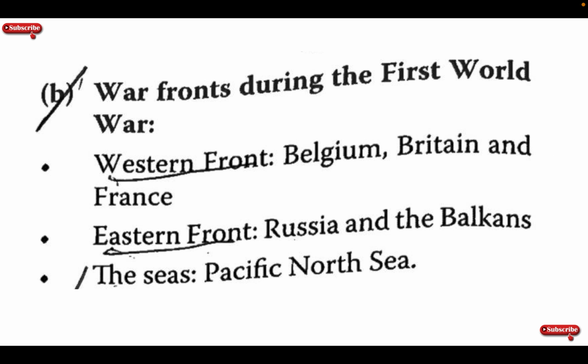B. War fronts during the First World War. The Western Front: Belgium, Britain, and France. The Eastern Front included Russia and the Balkans. The seas: the Pacific and the North Sea.